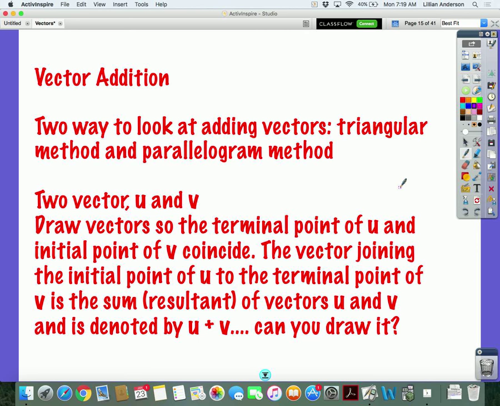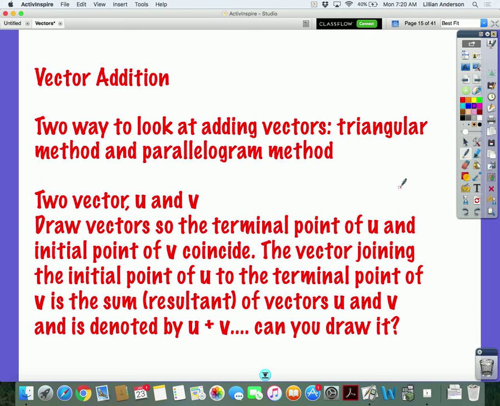Now, vector addition is what we're going to talk about next, and then vector subtraction. We're going to look at them pictorially, and then we'll actually do some problems mathematically. But there are two ways of looking at adding vectors. There's the triangular method and the parallelogram method. So basically, I'm describing the situation that occurs when you're dealing with the triangular method. And before you go forward, I actually want you to pause the video, and I want you to see if you can actually draw what I am describing here.